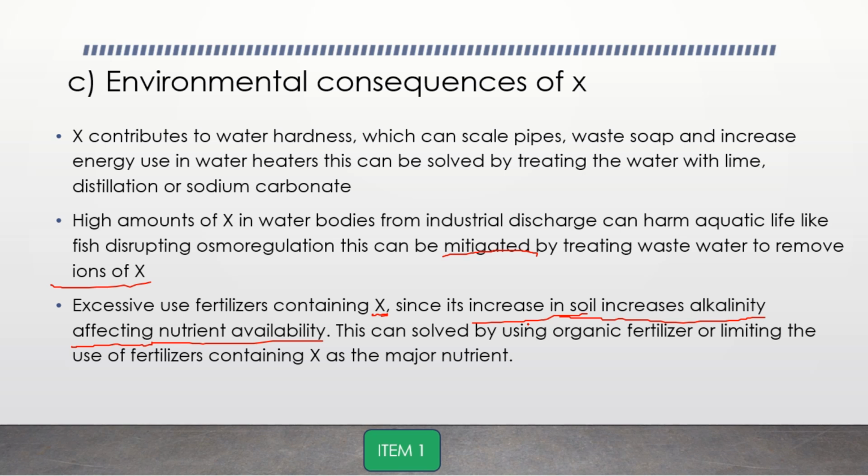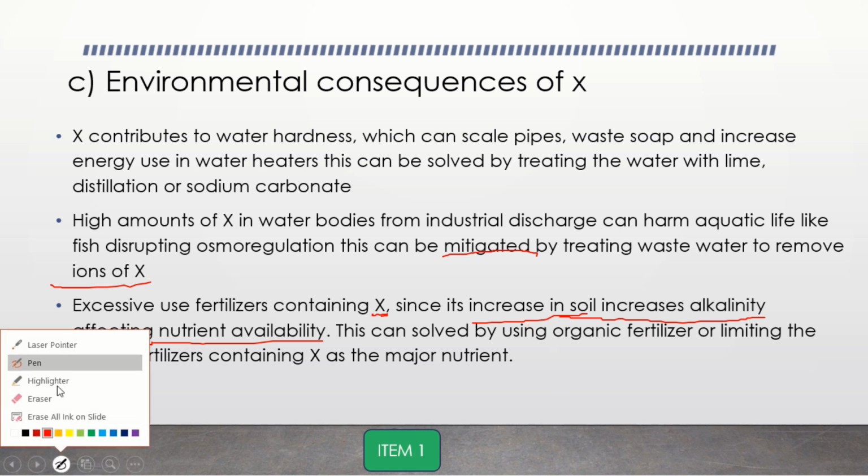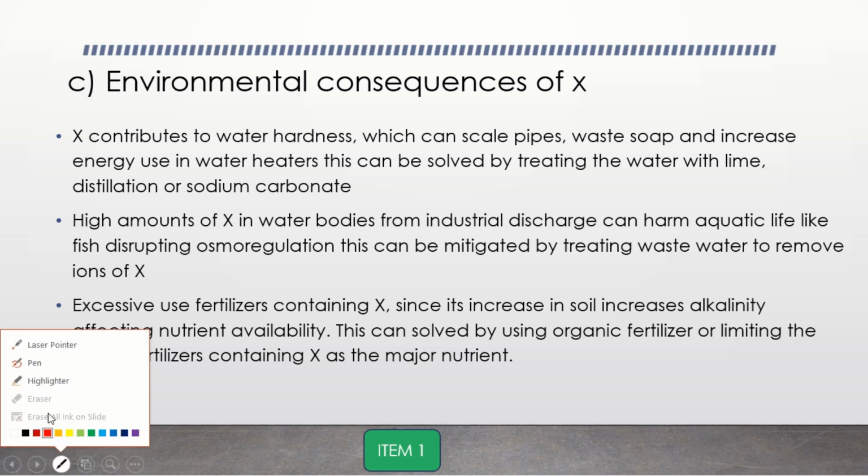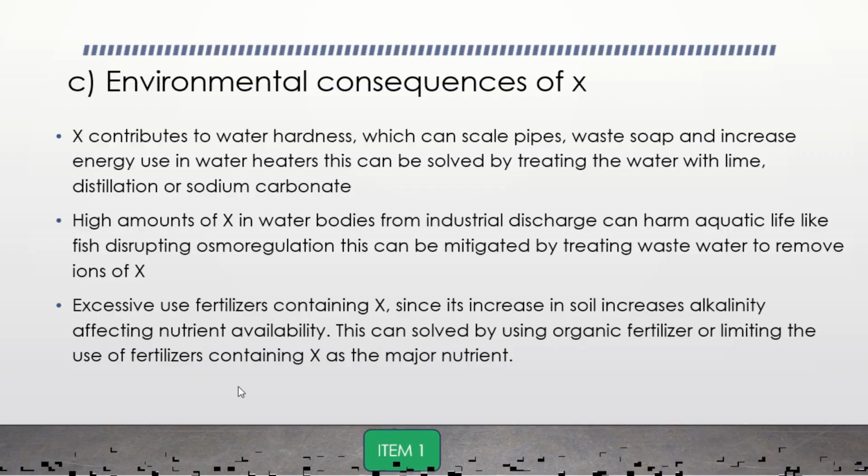Therefore, the way of solving that is you can use organic fertilizer. But if you want to use the more specific fertilizers, the synthetic, what you should do is to limit the amount, or even you can make regular soil checkups to check on the pH. That is, if you overuse them, you can always check on the pH of the soil. So that is that with this.